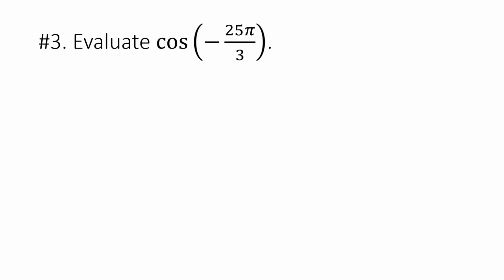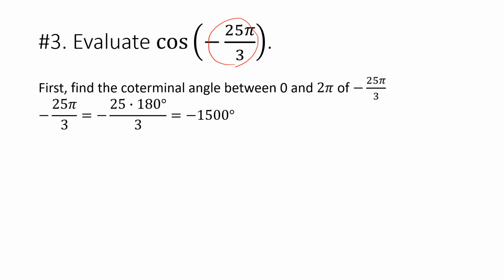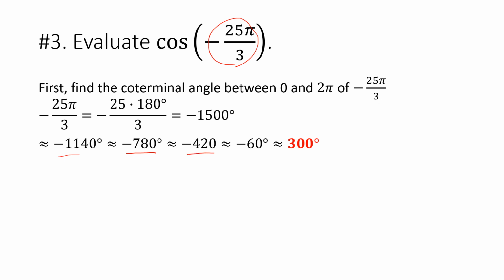Evaluate cosine of negative 25 pi over 3. This is our angle, right? So first we have to find a coterminal angle between 0 and 2 pi. Negative 25 pi over 3 is negative 1500 degree. Coterminal angles differ by multiples of 360, right? This is negative, so I add 360, still negative. I add 360, still negative, negative 780 degrees. I add 360, still negative. I add 360, still negative. I add 360, 300 degree.